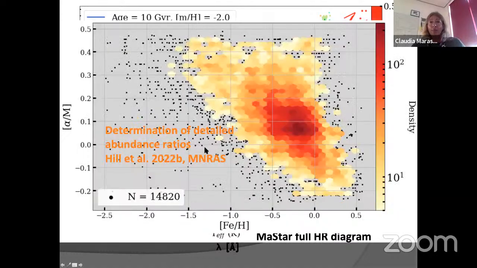In the latest paper, we have also tried, let's say, the challenge of determining detailed abundance ratios from these medium resolution spectra without invoking high resolution. And so this is a plot of the alpha over iron, essentially, so the ratio between iron and alpha elements of all the stars as a function of iron abundance.